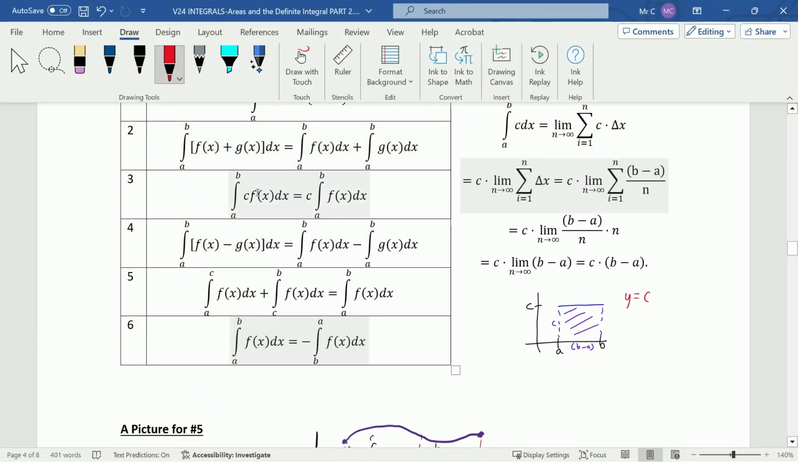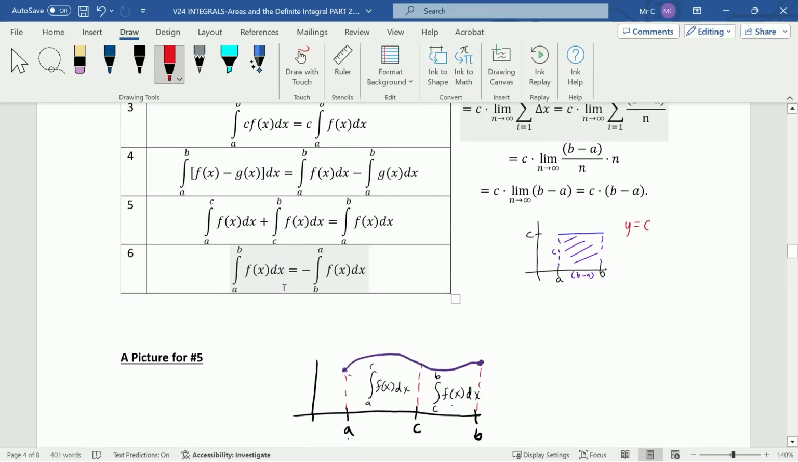Property 3, you can pull a constant in front of the integral. Again, this is the same thing as factoring out the constant from a sum. So no difference there. You can split up the integral on a difference. Of course, that's the same thing as saying you can split up the integral on a sum, because subtracting just means adding a negative number.